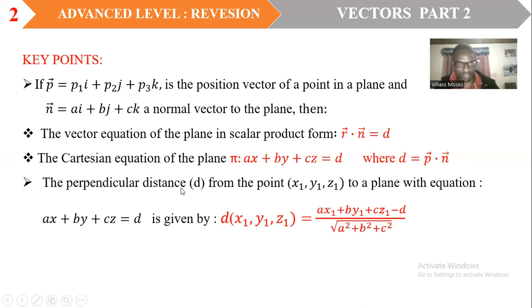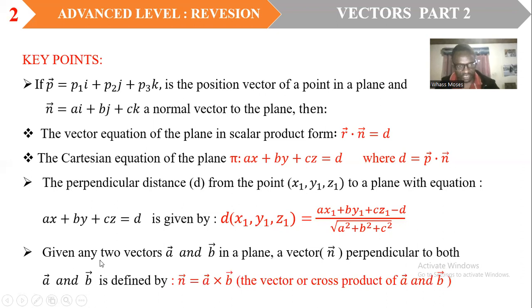Next, the perpendicular distance d from a point whose coordinates are x1, y1, z1 to a plane with equation ax plus by plus cz equals d is given by d equals ax1 plus by1 plus cz1 minus d, all over the square root of a squared plus b squared plus c squared. You will notice here also that the x, y, and z in the equation of the plane are replaced by the coordinates of this point, and the coefficients of x, y, and z are what is used in the denominator as a magnitude. And the d in the equation of the plane is sent to the other side where the components of x, y, and z are represented.